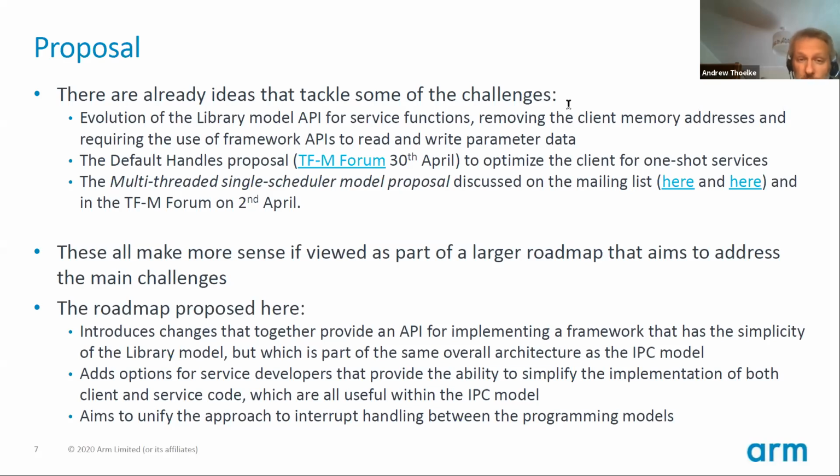The default handle proposals, the one that I've just done a refresh on, looks at optimizing the client-side code for one-shot services. And then a month ago, we had some discussions both on the mailing list and in the forum on having a multi-threaded single scheduler model. So the idea of being able to have concurrent secure services running under the control of the normal world scheduler. It looks a bit like the library model, but without a big lock that says you can only enter the secure side once at a time.